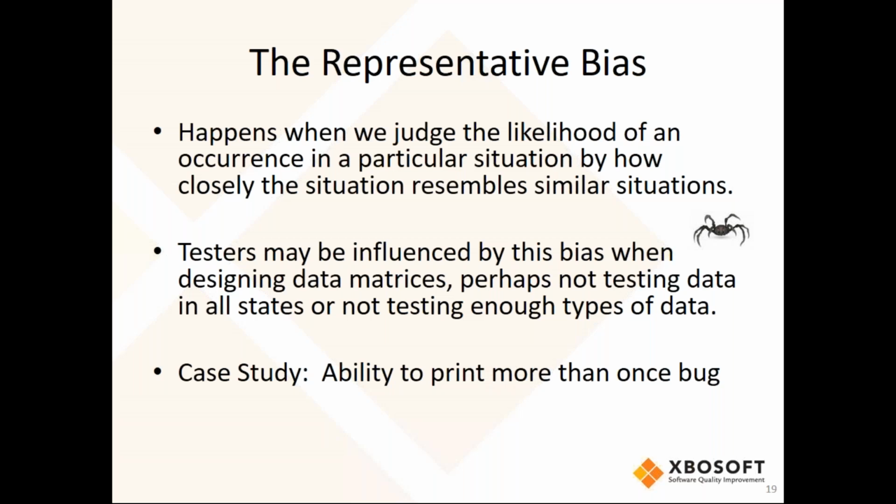We tend to approach things, well, let's see, last time the printing always worked, so maybe we don't have to worry about it. But we can be influenced by this bias when designing a data matrix, maybe not testing the data in all states, not testing enough types of data.